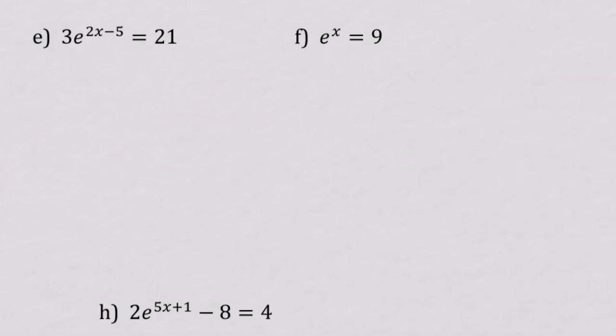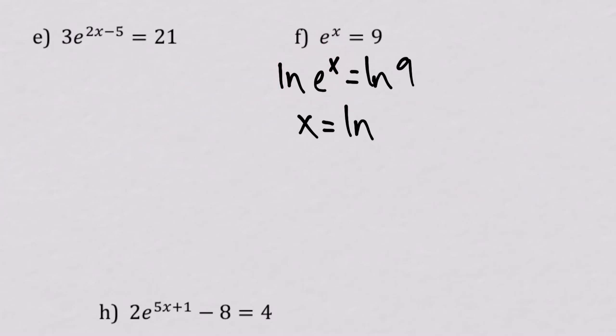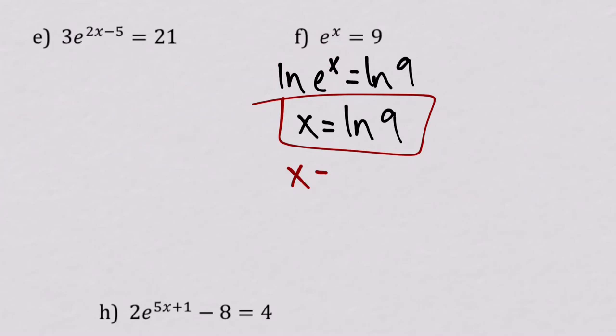Right, F. F is ready and should be a lot faster than all the other ones. I'm going to take the log of both sides, base e, that means natural log again. So natural log of e to the power of x equals natural log of 9. Bring the x down, cancel this, so that's just x equals ln of 9. That's the exact answer. The calculator will tell you what that is approximately. Calculator says 2.197.